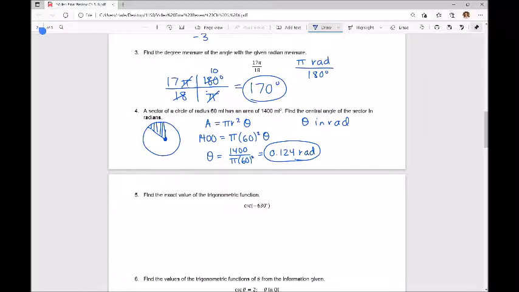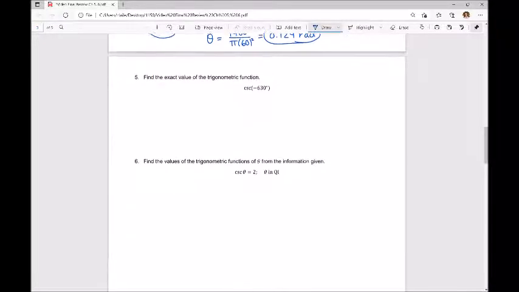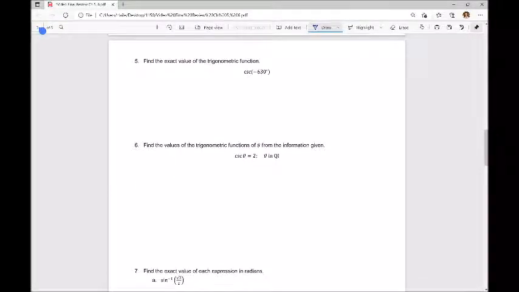All right. For number 5, we want to find the exact value of the trigonometric function. We're given cosecant of negative 630 degrees. Exact value means we want to use the unit circle. So let's figure out what negative 630 degrees is on the unit circle. The way I'm going to do this is I'm going to convert this into radians, because that's how I think better. But if you wanted to count degrees on the unit circle, that's fine too.